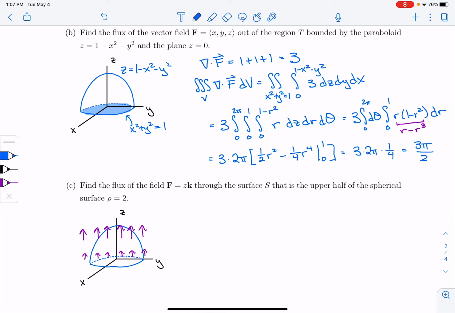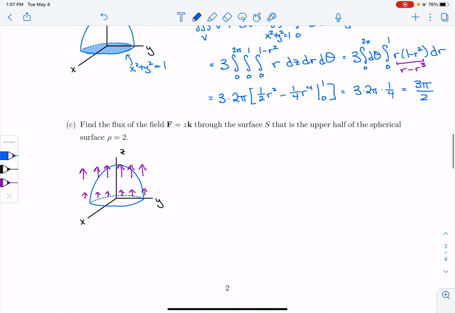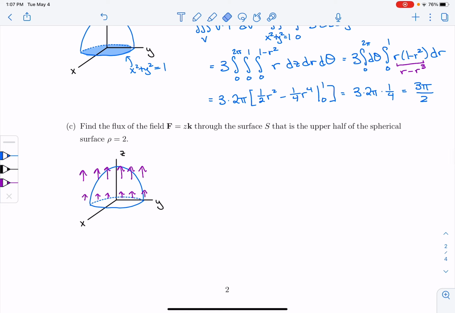Okay, let's do one more. This one is going to be the flux of the field F equals z k hat through the surface S, that's the upper half of the spherical surface, rho equals 2. So I've drawn the spherical surface here where rho is 2. I'm going to calculate the divergence. The divergence in this case is just going to be 1, which is really nice. And then I'm going to do the triple integral of the divergence of F dV.